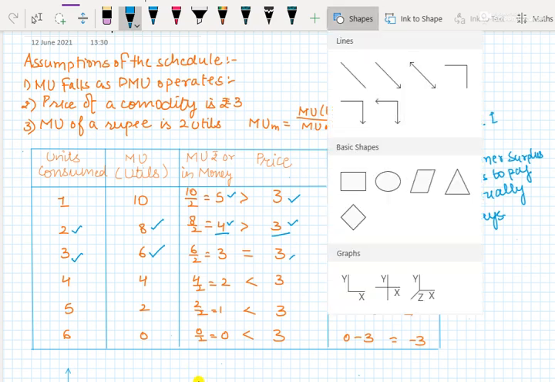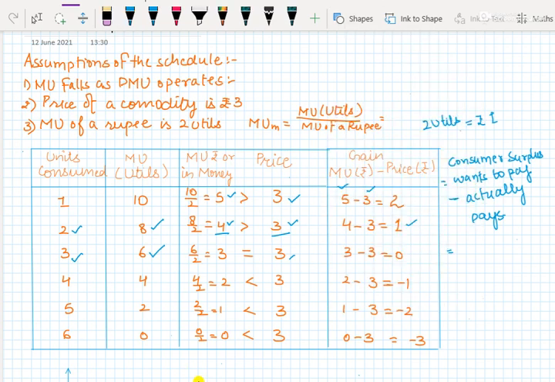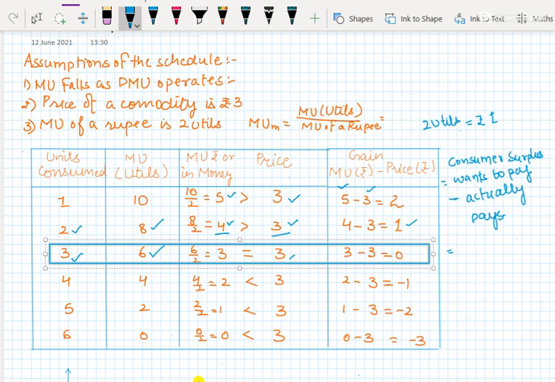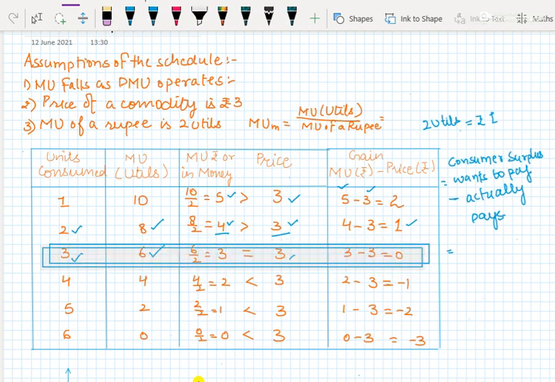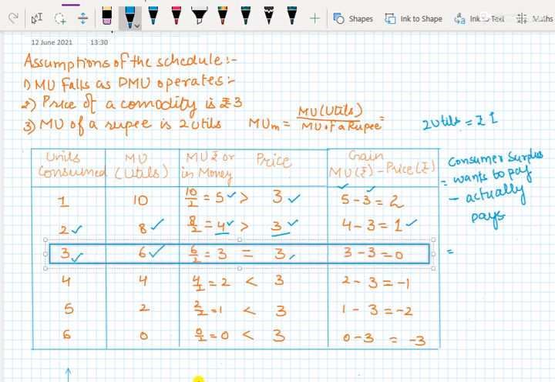So the ideal situation for a consumer is this. Here the consumer will be in equilibrium, because what he is paying is equal to what he is getting. He is ready to pay rupees 3, and he is actually paying rupees 3. So the consumer will be in equilibrium here.